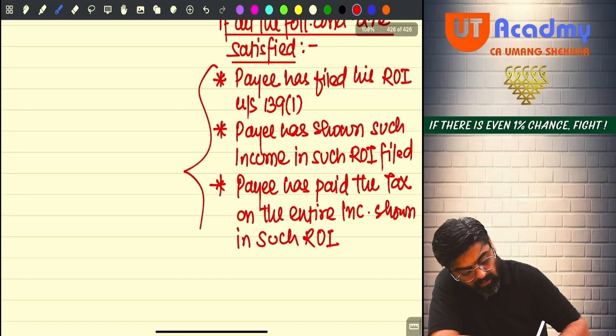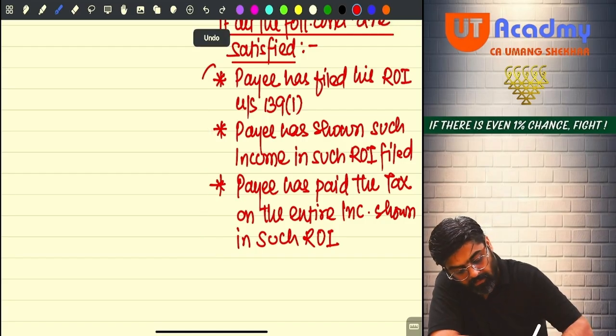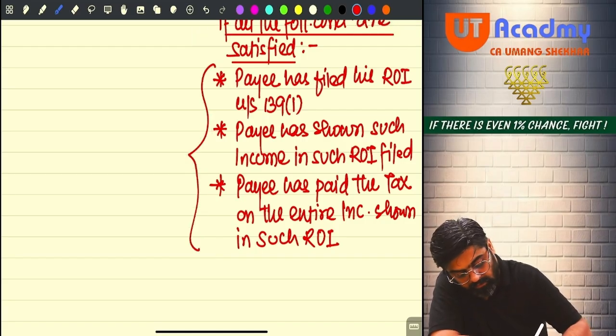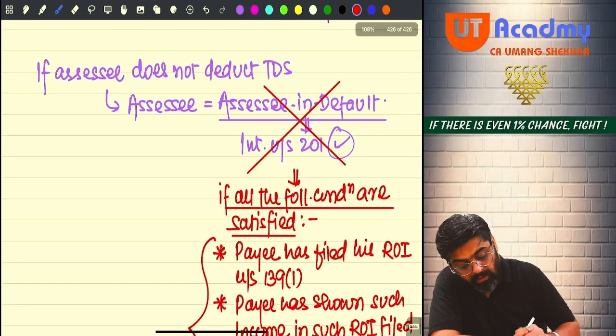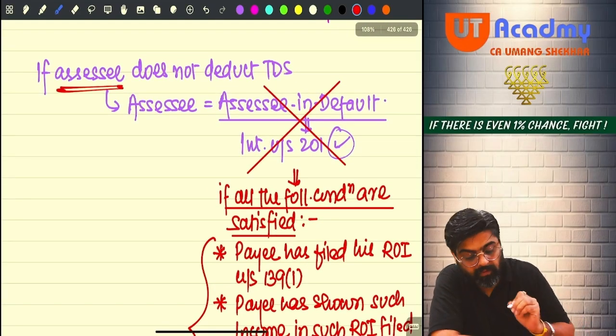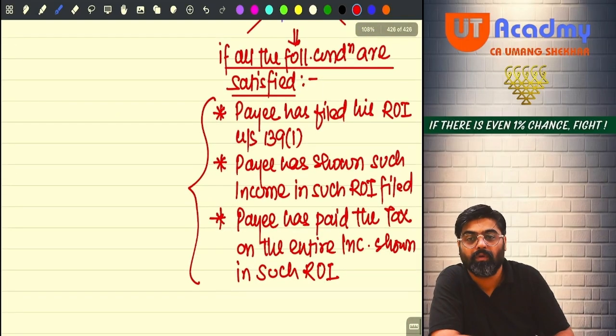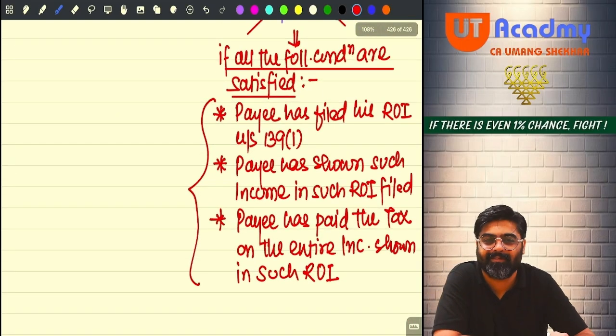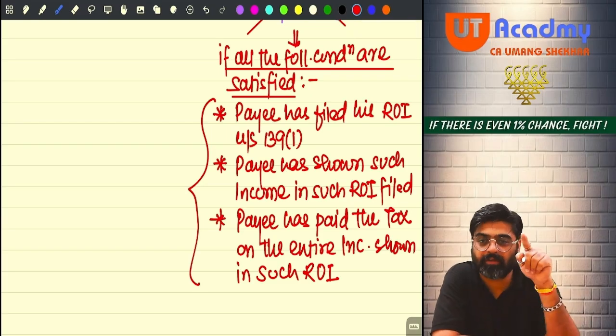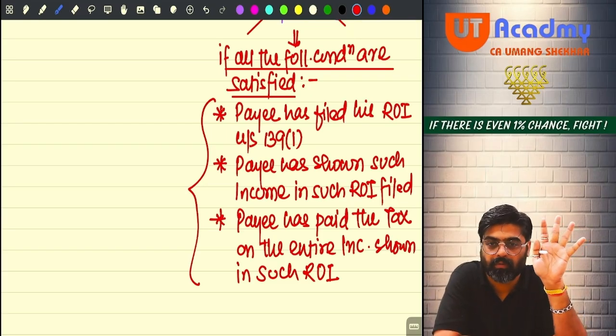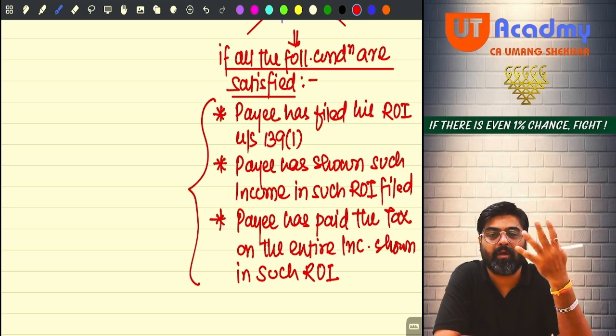And the payee has done all these things. Then the assessee will have to prove this. If the assessee is able to prove that, see, what if we have not deducted TDS?